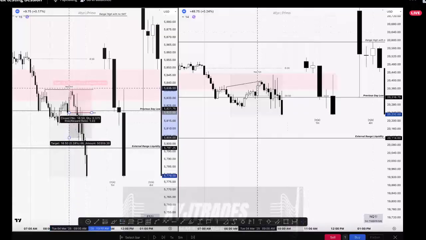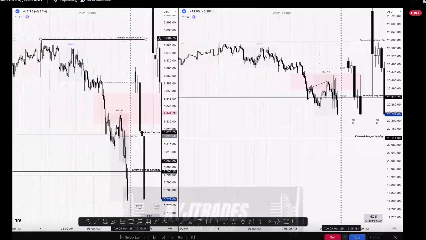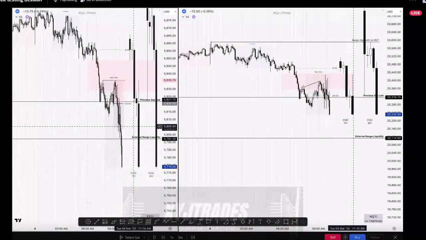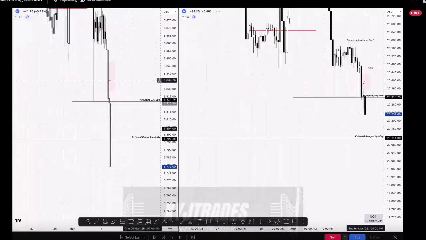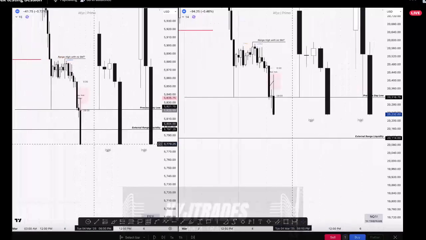Now, the reason why I don't take this short is because we don't have a good high with SMT. I don't want to trade this second phase of distribution without seeing first a better high put in for the daily candle. So I'm considering price to potentially reverse today.